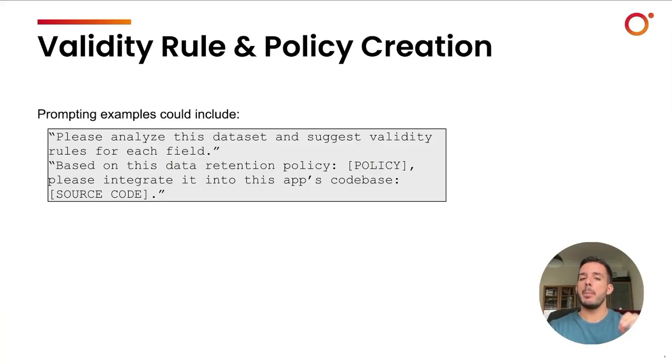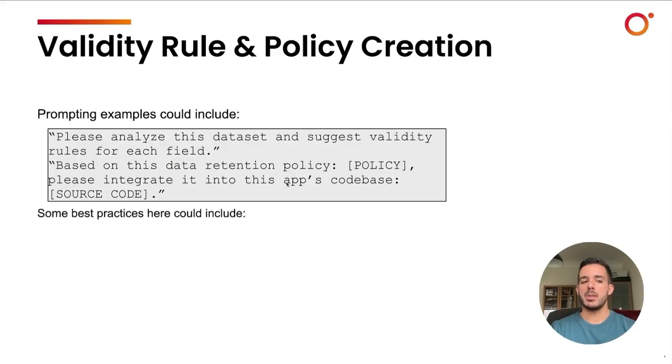The general rule applies. The more context that you provide to an LLM, the better the results are going to be. Again, assuming that that context information has the same accuracy and quality as the dataset, because if not, garbage in, garbage out. Or for example, you can say, hey, based on this generic data retention policy, please integrate it into this app's code base. And then you copy paste the source code or the relevant portion of that source code. And again, it's not going to do everything for you, but in a lot of cases, it already does a lot of the heavy lifting and you just need to fine tune the details.